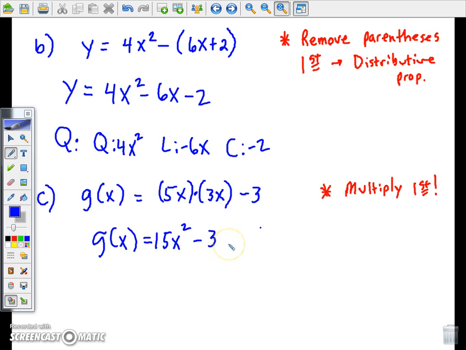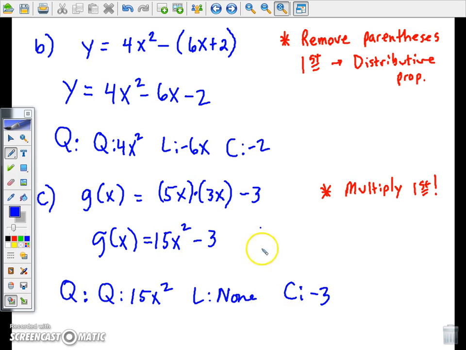Okay. Micah, let's answer the linear or the quadratic question. Quadratic. Right? It's quadratic. So, Emily, what's the quadratic term? Good. What's the linear term? Nick? There is no linear term. Very good. So, we'll just say none. And the constant, of course, is, Dylan? -3. -3. Okay.